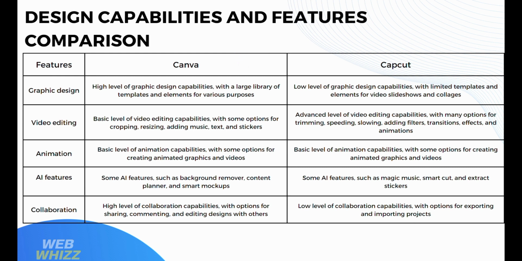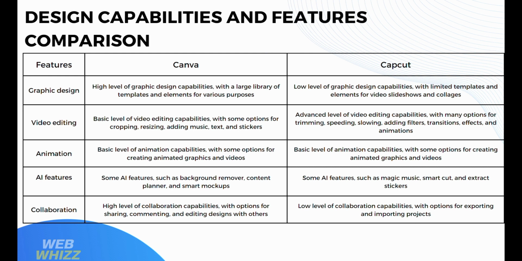And in terms of animation features, Canva offers a basic level of animation capabilities with some options for creating animated graphics and videos. Same with CapCut, which also offers a basic level of animation capabilities with some options for creating animated graphics and videos. Now in terms of AI features, Canva offers some AI features such as background remover, content planner, and smart mockups, while CapCut offers some AI features such as magic music, smart cut, and extract stickers.